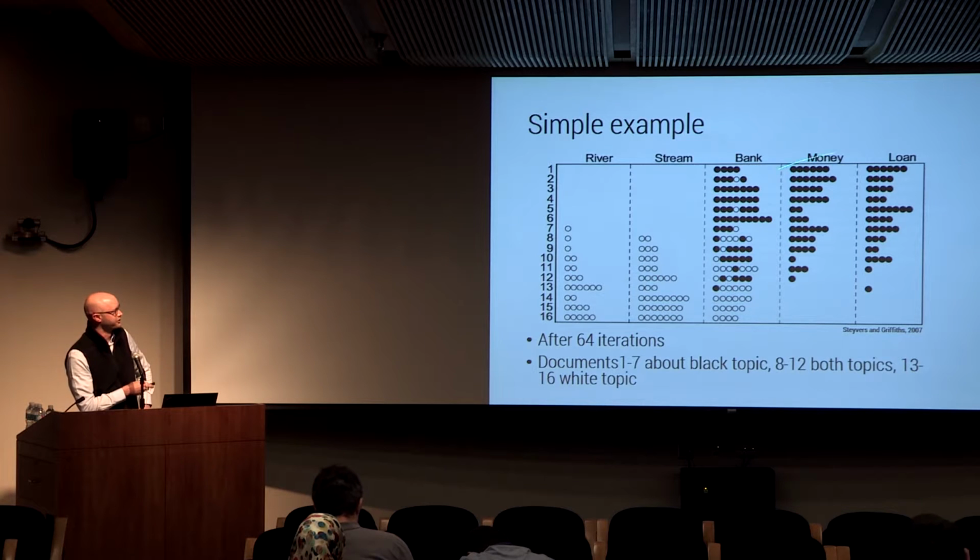And so, right, the documents that only contain finance words are all about the black finance topic. The documents that only contain nature words are about the nature topic, and then you can actually mix topics when they contain both sets of words. Okay.